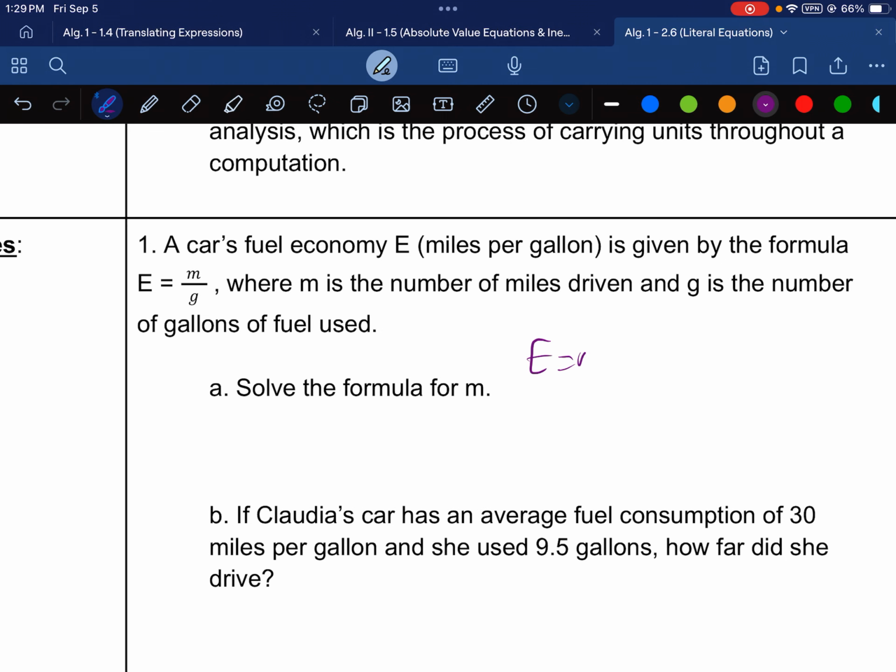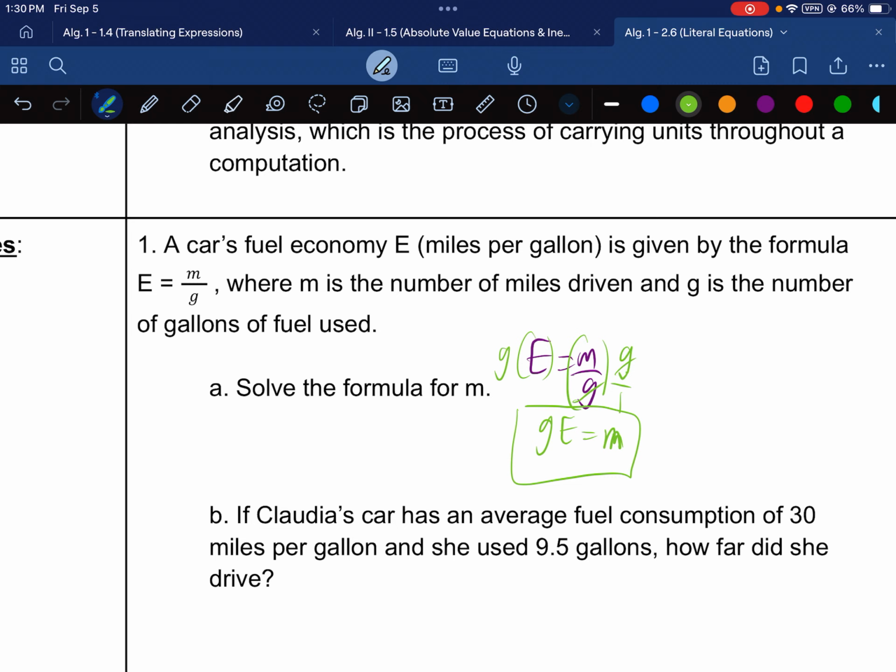It started off with the formula E equals m over g, and I ask, what's happening to m? The answer is it's being divided by g. How do we undo that? Well, we undo that by multiplying by g, or g over 1. I don't know what g times E is, but I can write it down. And I know these g's reduce, so I get m. To solve the formula for m, we get gE equals m. So the number of gallons used times the fuel economy, E, in miles per gallon, gives us the total number of miles that were driven.